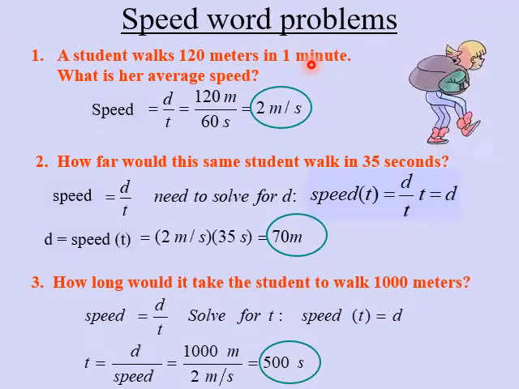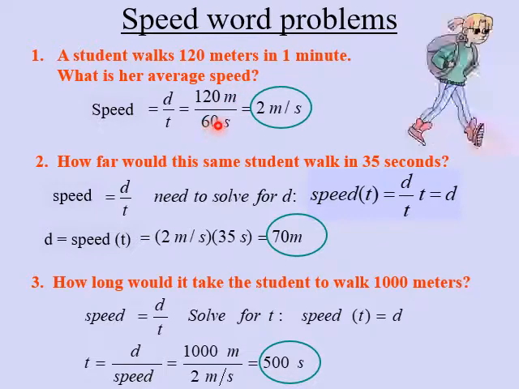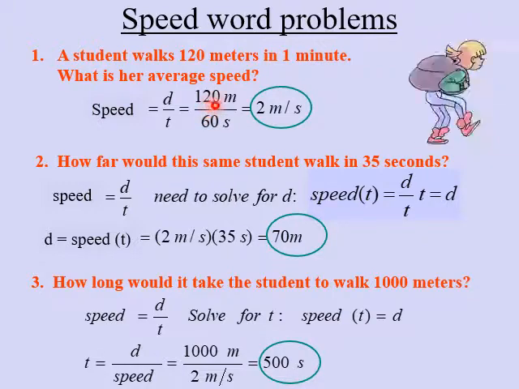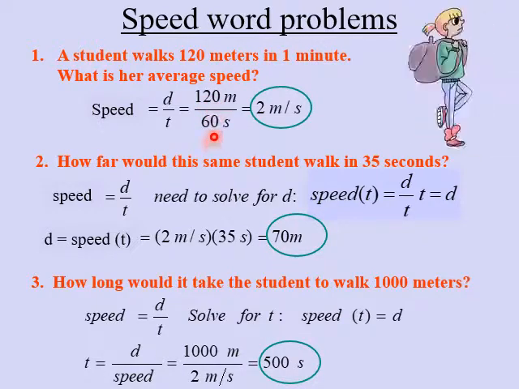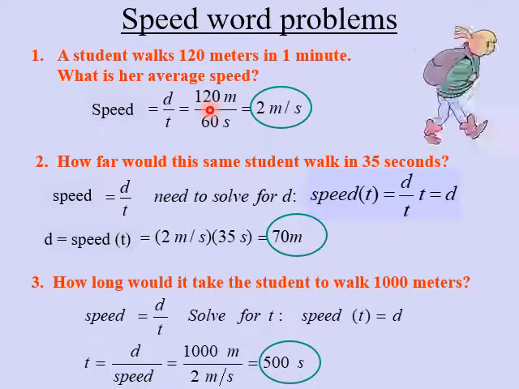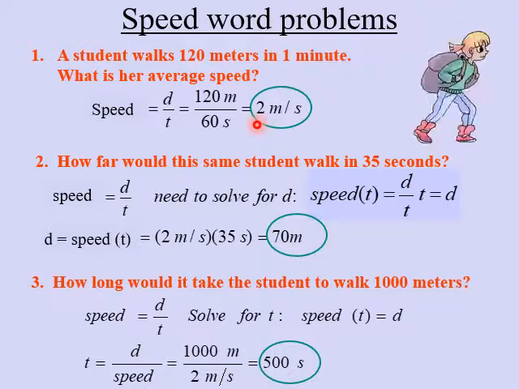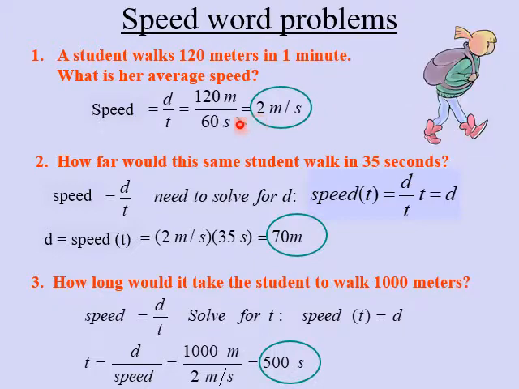But remember, we're going to work with seconds for time. So 1 minute is, of course, 60 seconds. So her average speed is 120 meters divided by 60 seconds. And you can actually do this arithmetic in your head. 120 divided by 60 is just 2. So her average speed is 2 meters per second.